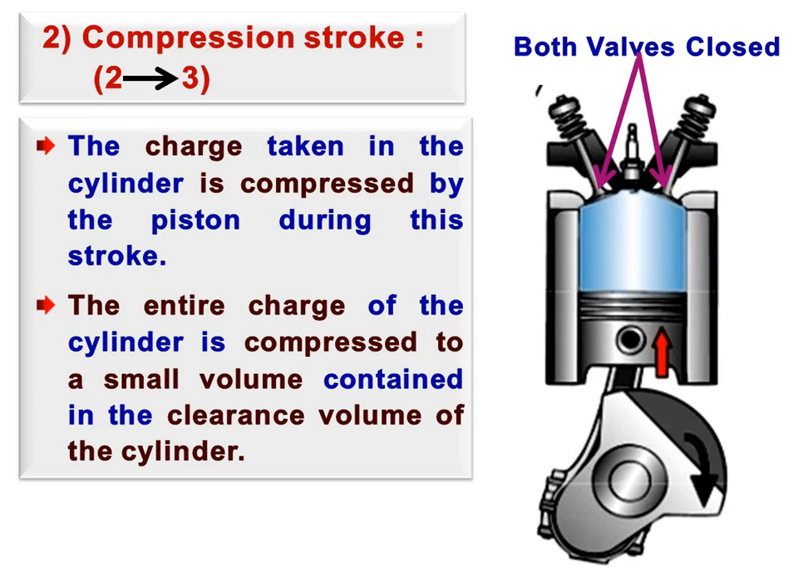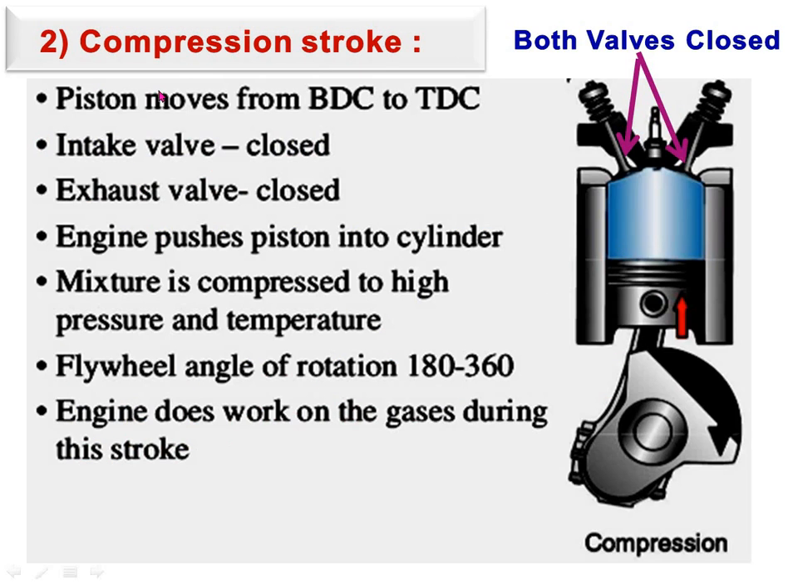Due to the compression, the air within the clearance volume will be hot; its temperature will be very high, with very high pressure. At that time both the valves are closed. Now the different events of the compression stroke are also given here. Piston moves from BDC to TDC. Intake valve closed, exhaust valve closed, means both the valves are closed.